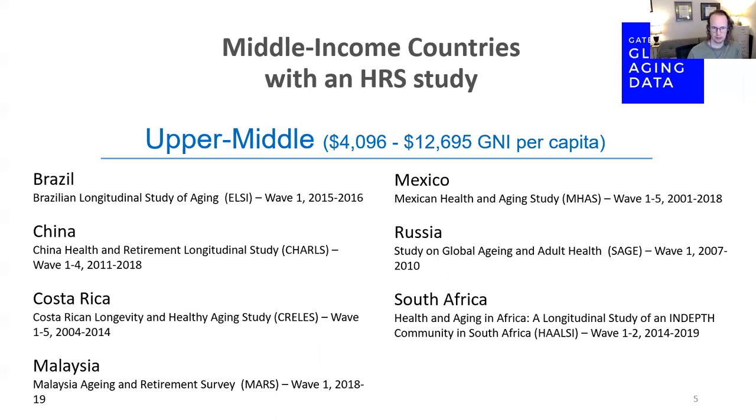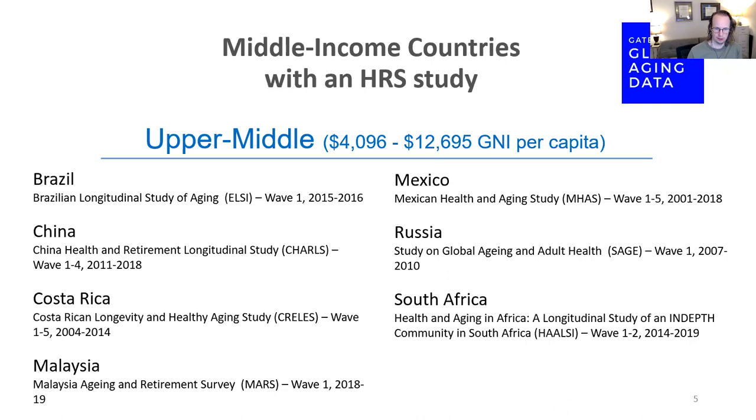Costa Rica has a study called the Costa Rican Longitudinal and Healthy Aging Study, or CRELES. They have collected 5 waves of data, and actually this is a study which is no longer continuing. There are no plans, and there's no current data collection as part of CRELES, but they have 5 waves of data that they collected, and those are available from 2004 to 2014.